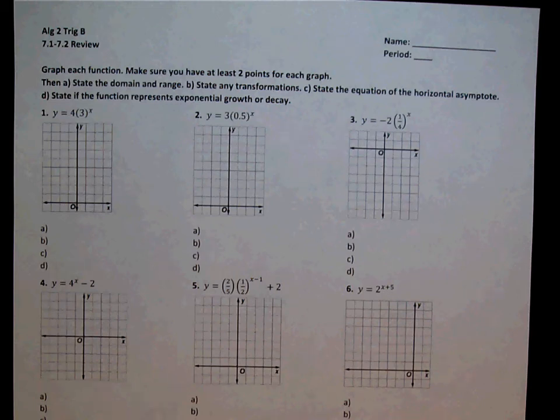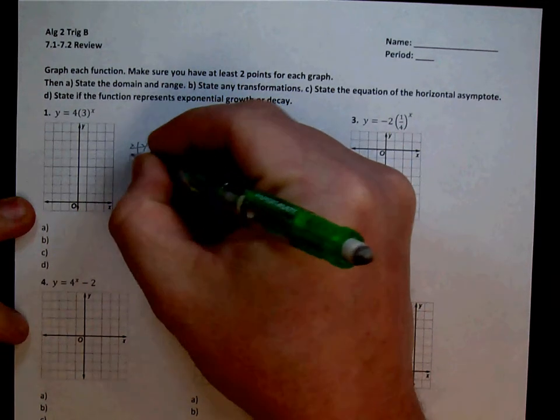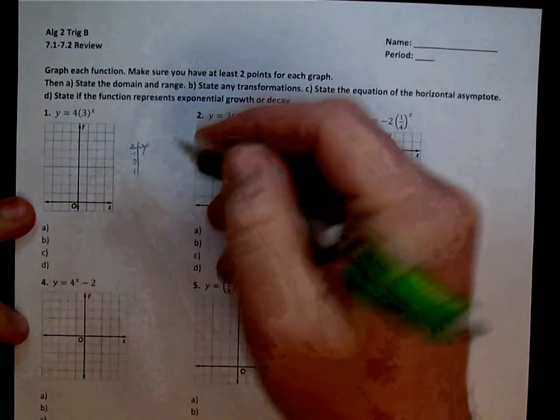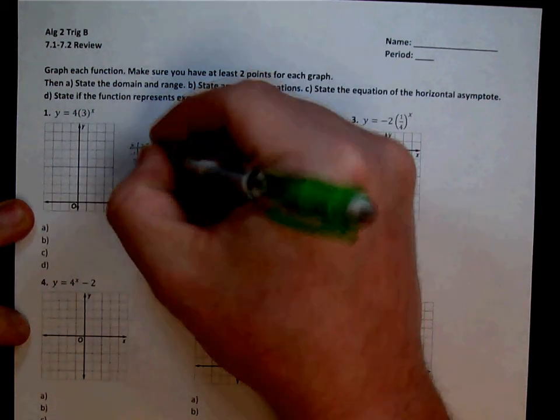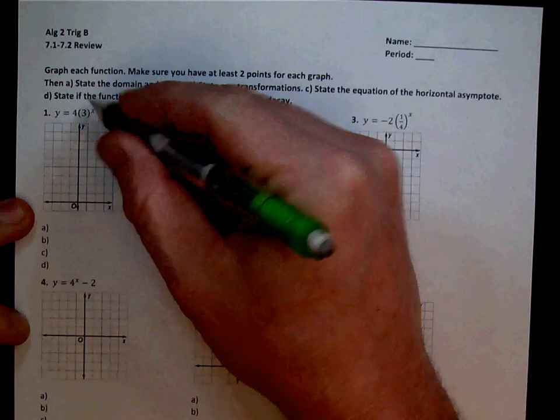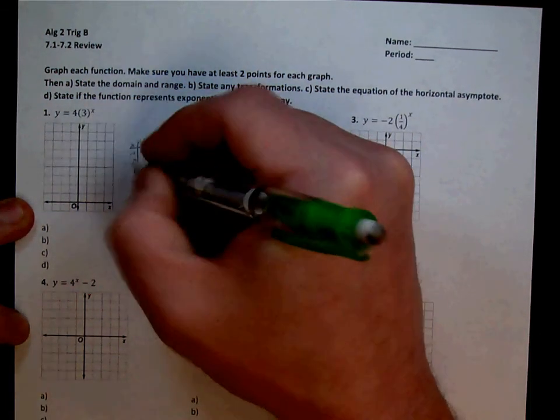Okay, so number one, we've got to graph this. It says to make sure we have at least 2 points. I talked about 3. Since it says 2, I'd probably accept that, but plug in -1, we get 1/3 times 4 is 4/3. Plug in 0, 3 to the 0 is 1 times 4 is 4.